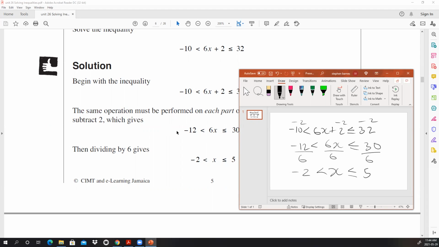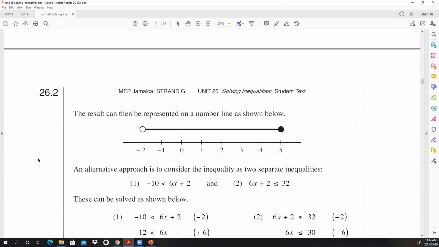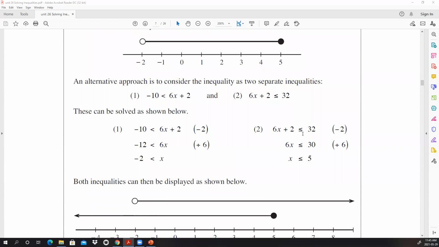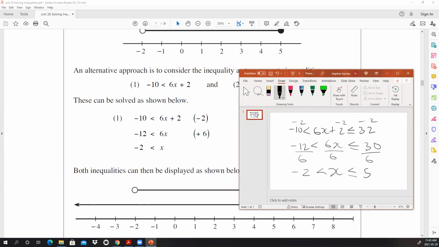All right. So let's continue. As I said, this result can be represented on a number line as shown below, and they show you here. An alternative approach is to consider the inequality as two separate inequalities, which I think is lame. You get the same answer and we can go through it, right? Duplicate, so new slide.